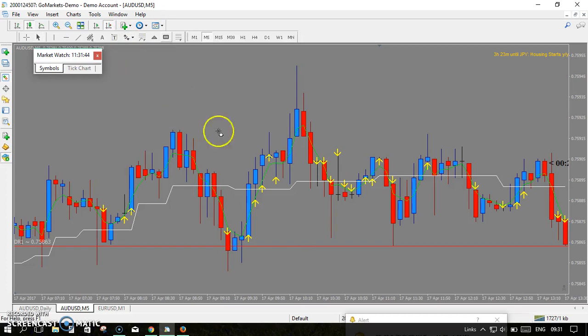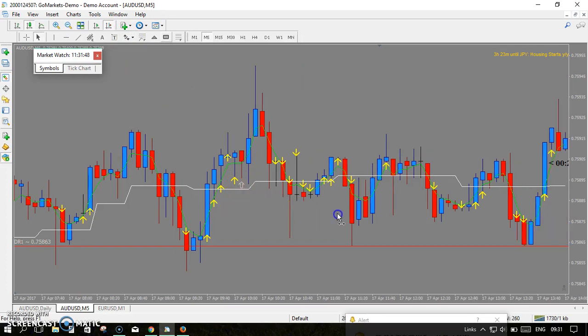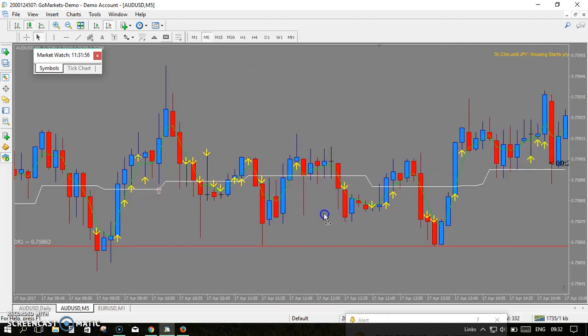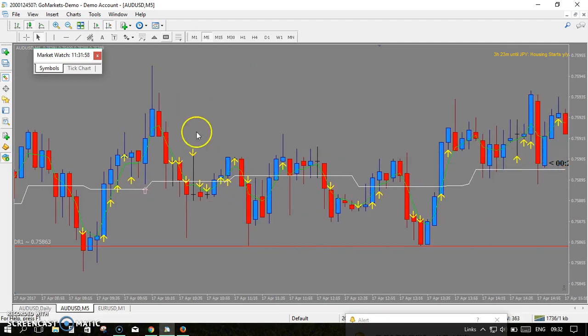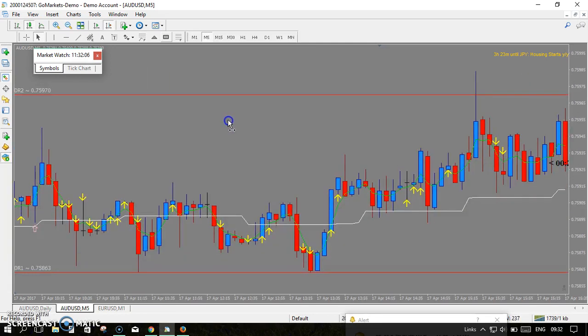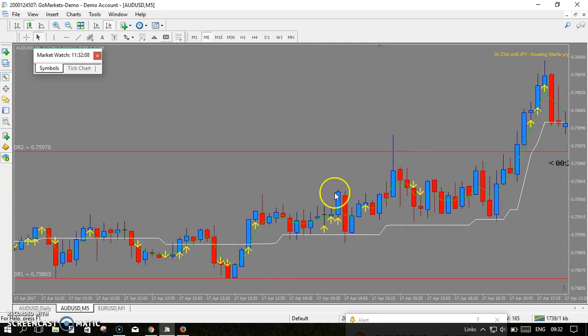Here we have another one. Excuse me, I put the arrow in the wrong place. We trade on this. Price was basically consolidating. It was in a range all day. Not ideal conditions, but as you can see, there's still mostly winning trades.